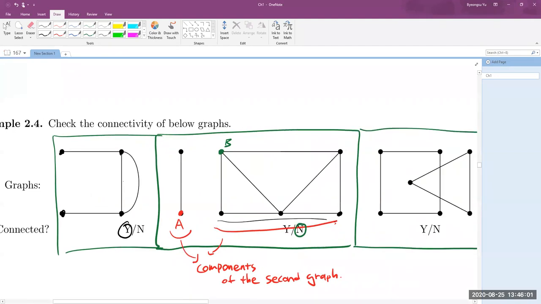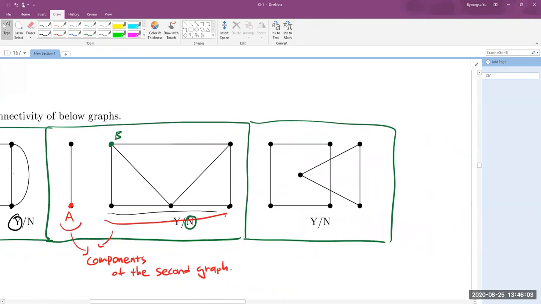Okay, then let's deal with the next one. It's a little bit tricky. So is it a connected graph or not a connected graph? The third one. Not connected? Why?